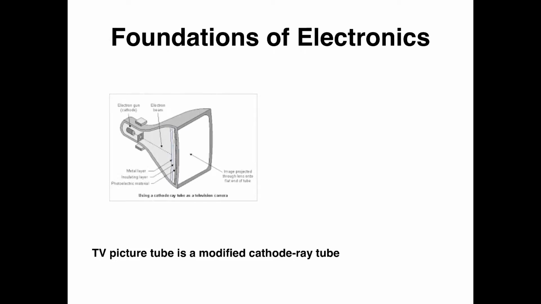A TV picture tube, at least early TV picture tubes, I'm not saying the TV picture tubes that we have now, were modified cathode ray tubes. And this is what they look like. You have the cathode back here firing the electrons toward the screen. They are changed by whatever goes on in here, and an image is projected here.